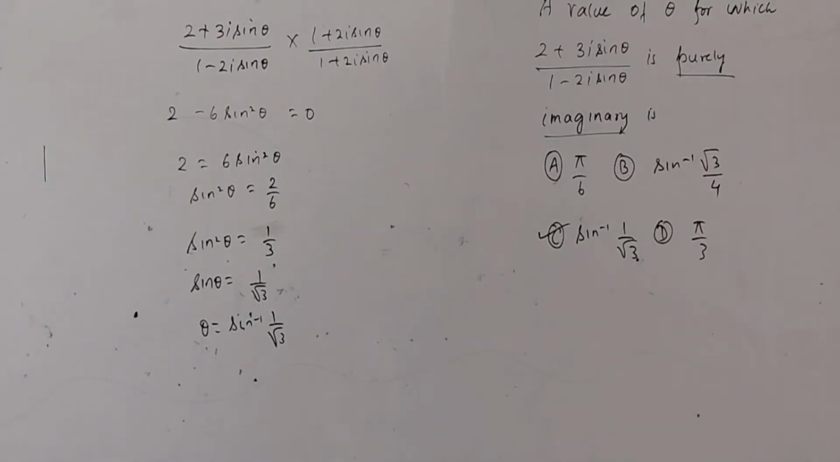So this was your first problem on the complex number. This is one of the most repeated types. And now we'll move to question number 2. Write it down, and then I will move to question number 2.